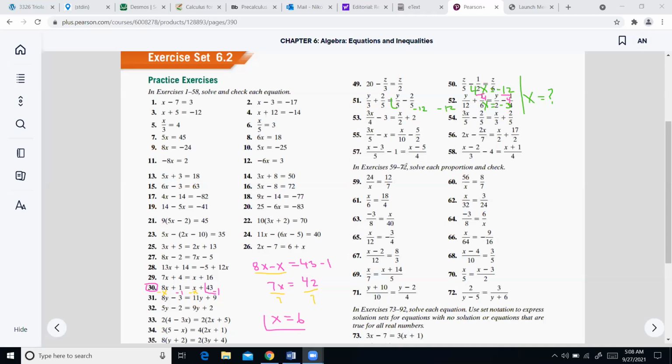So let us do exercise number 55, the problem that has a denominator, because that's the part that is not as pleasant, right?